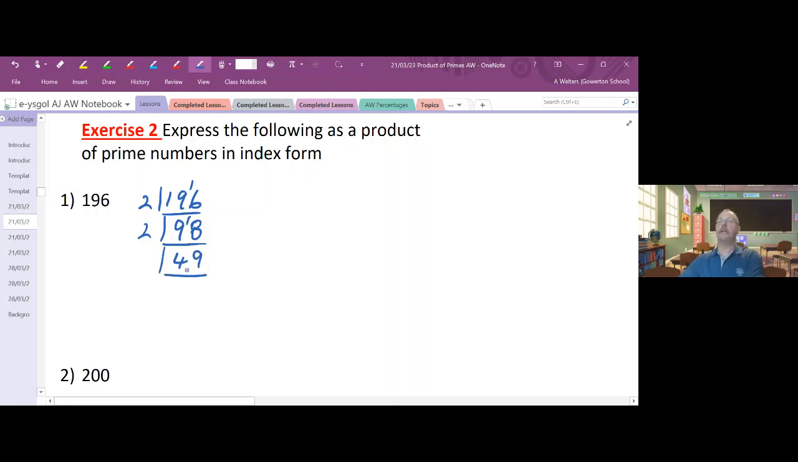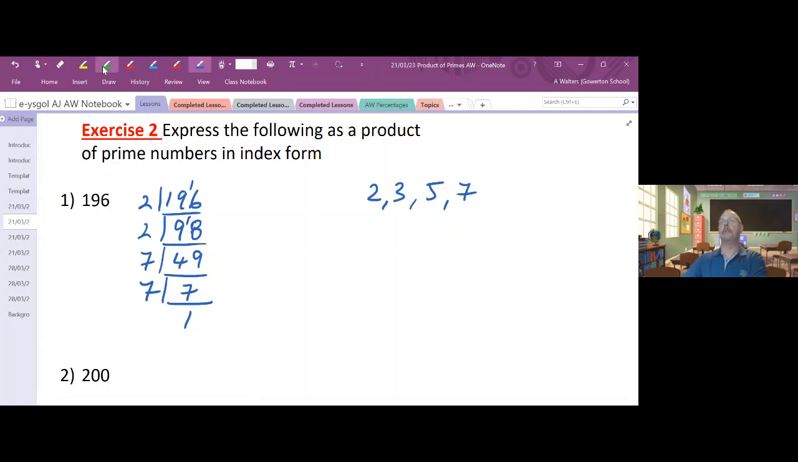Now 2 does not divide into 49. The next prime number is 3. 3 does not divide into 49. Next prime number is 5. 5 does not divide into 49. The next prime number is 7. You should know that 7 divides into 49 7 times, and 7 divides into 7 once.